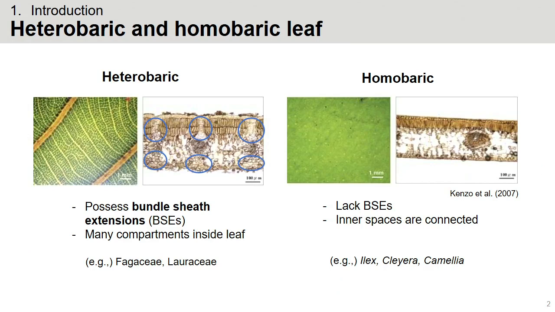First, I'll tell you what the bundle sheath extension is. If you have the experience of shining a light source into a leaf, for some species you can see a white structure like this, but for other species you cannot see any such white structure. This white structure is the bundle sheath extension. In a cross-section of a leaf, the veins are surrounded by bundle sheath cells, and the extension from there to the upper and lower epidermis is called the bundle sheath extension. Leaves with bundle sheath extensions are called heterobaric leaves, and leaves without this structure are called homobaric leaves. Because of that, the inner space in a heterobaric leaf is separated into many tiny compartments, but in a homobaric leaf, the inner space is connected.